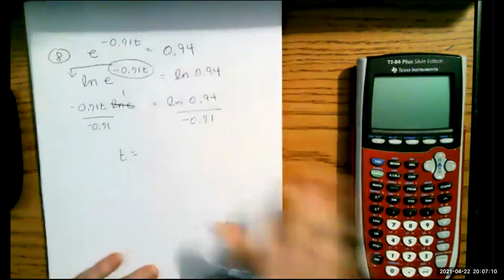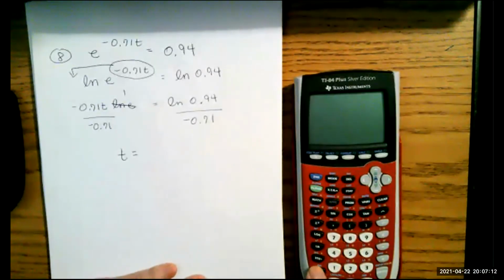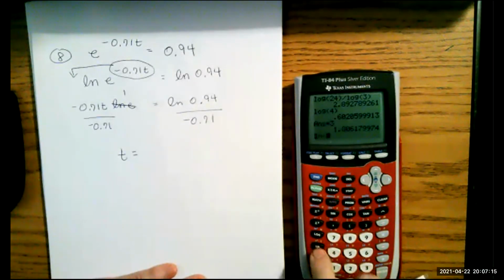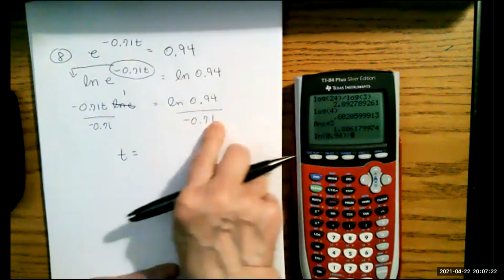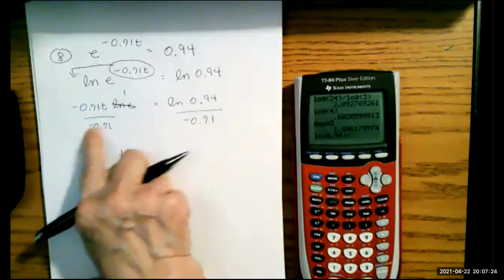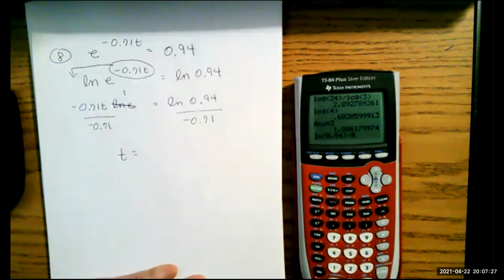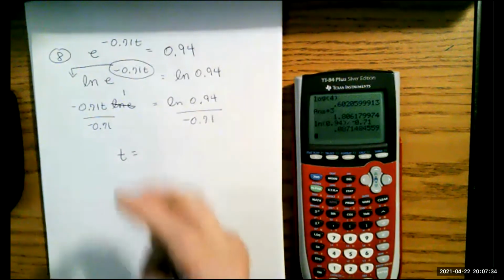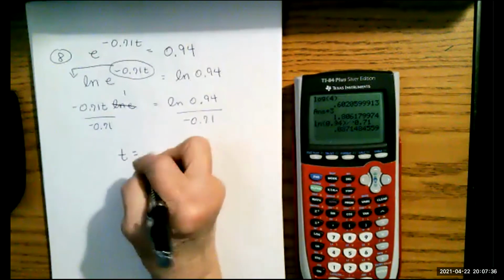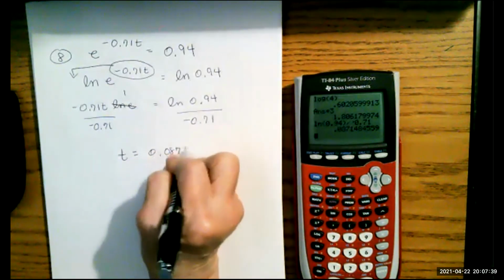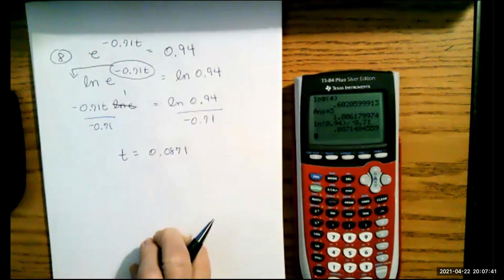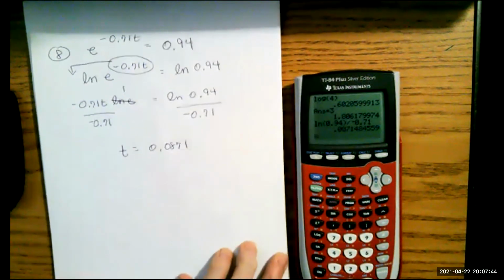So I put this in my calculator and I do ln 0.94 in there. And I'm dividing by, and notice it's not the ln of that. There's no ln over here. We cancel that out. It's negative 0.71. So when I get that answer, I get an answer of 0.0871 when I round it. It's a 4 behind it, so it doesn't round up.